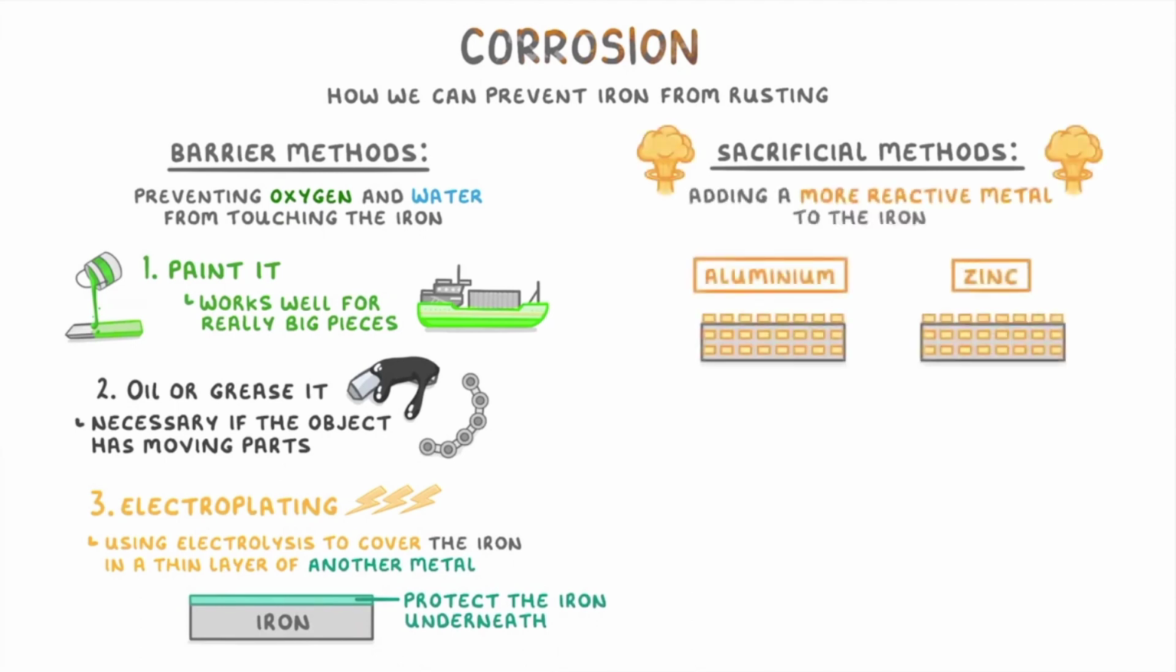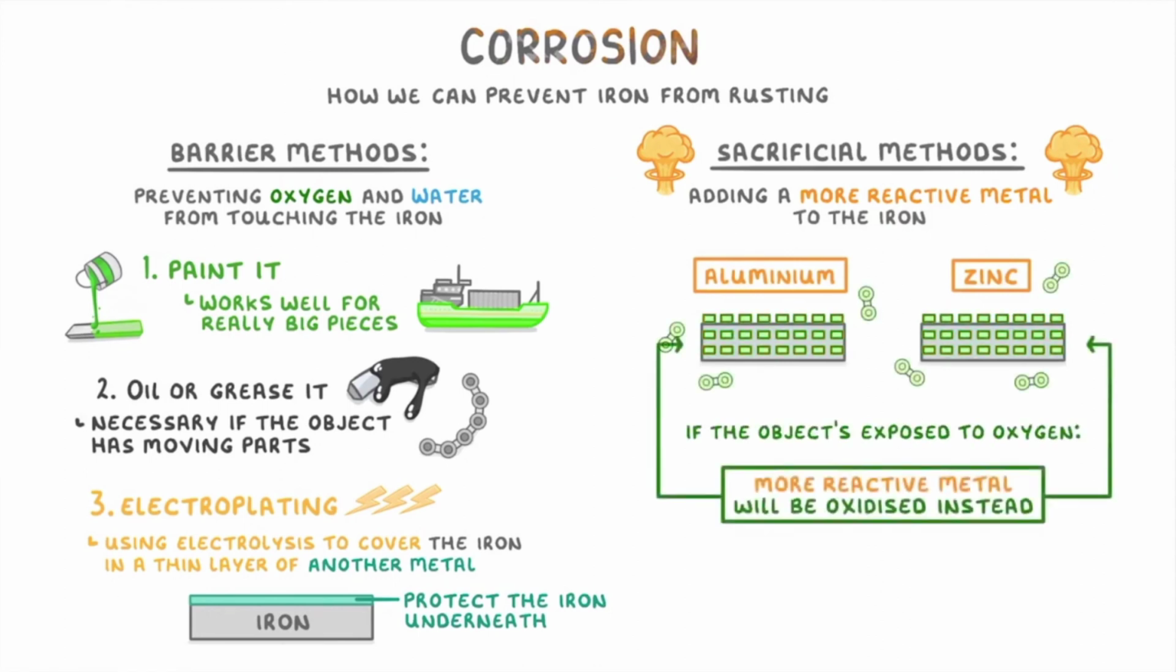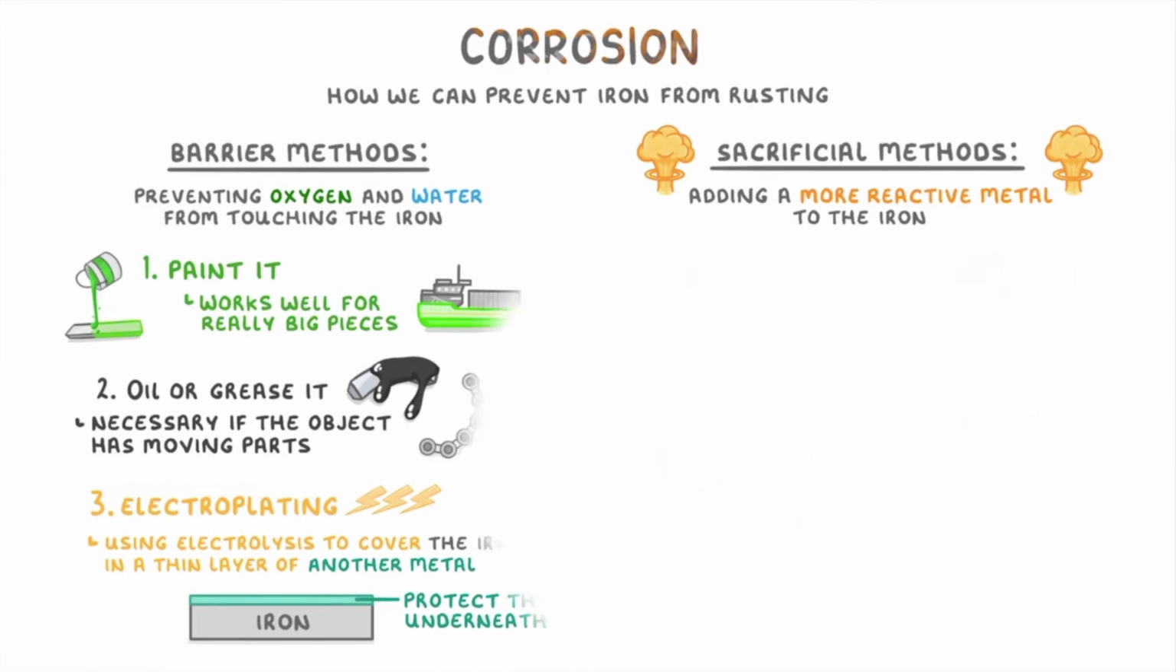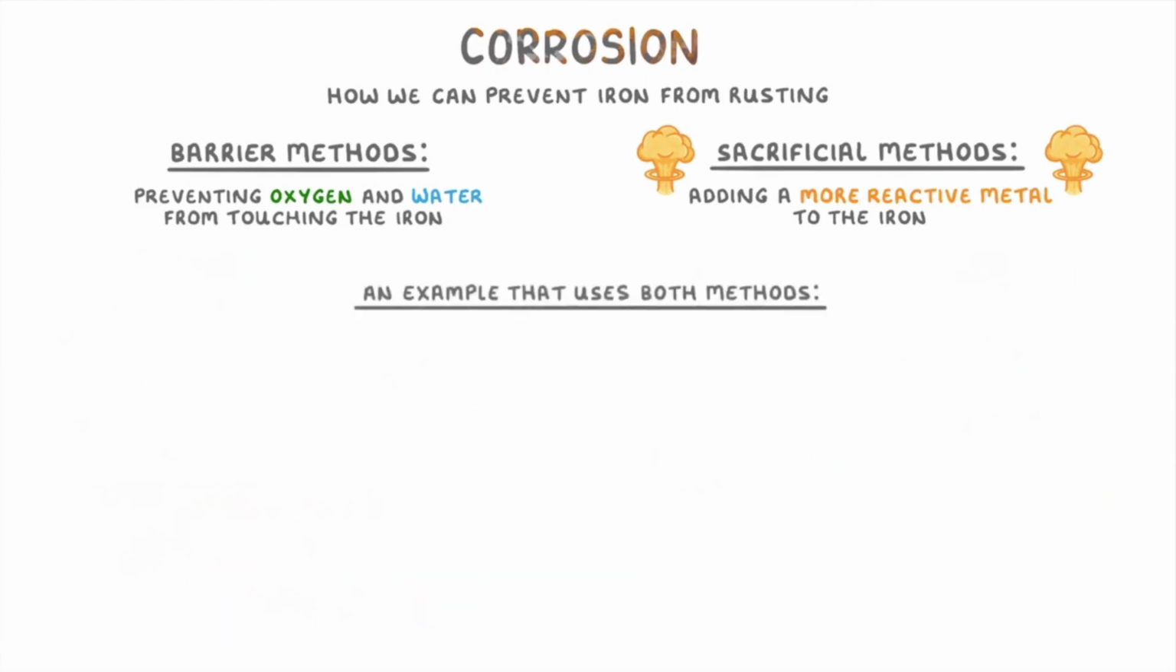Okay, the sacrificial method, we add a more reactive metal to iron, e.g. zinc or aluminum, so that when air and water react with the iron, instead of reacting with the iron, it will now react with the aluminum or what? Zinc. This will help to prevent the iron that is covered with the aluminum or zinc from rusting.